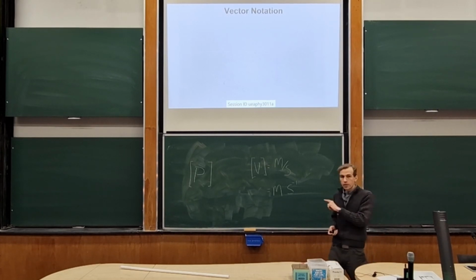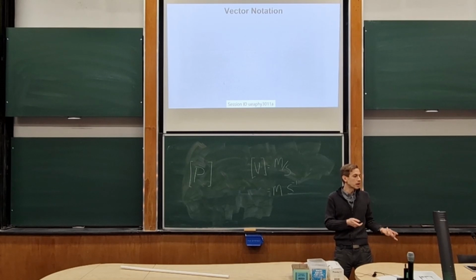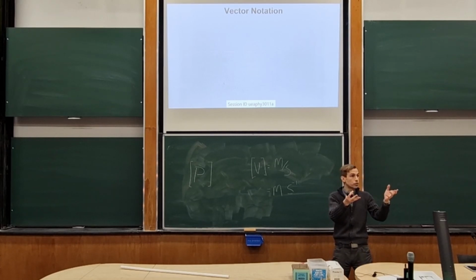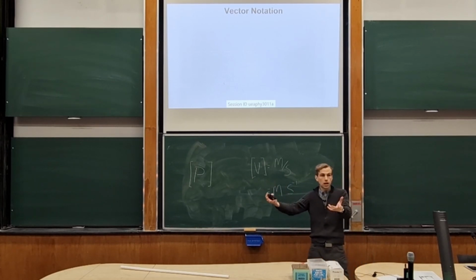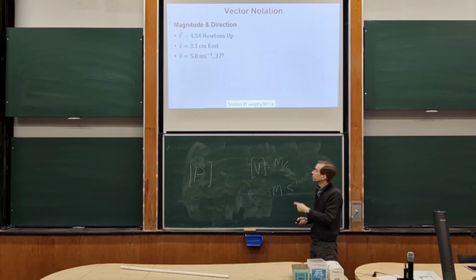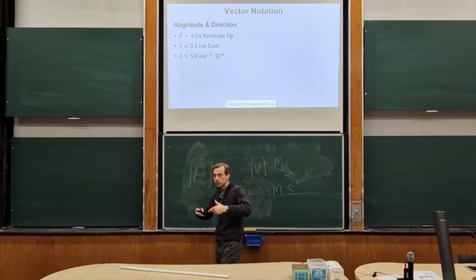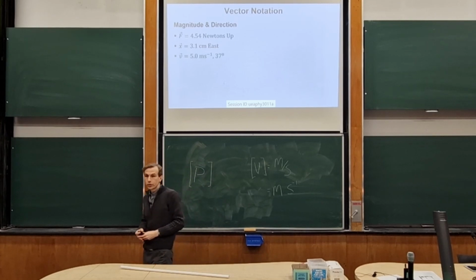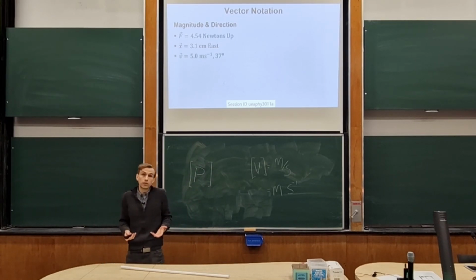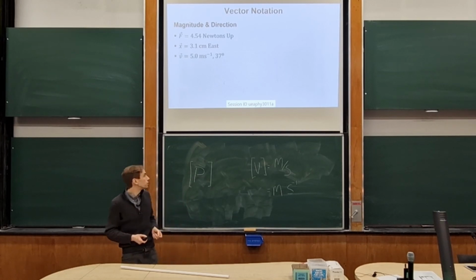So when it comes to vector notation, there's a few different ways that we can write the same vector. The simplest way is we can just write the magnitude of the vector with some direction. So I've got some examples here. Maybe we have a force, and it's some particular value in newtons, and then we can just write the direction. Maybe the force is up. That's a perfectly fine way to write down a vector.